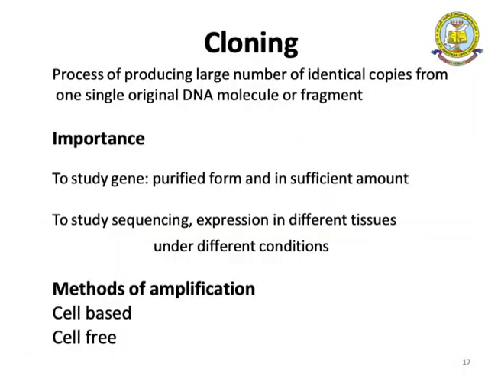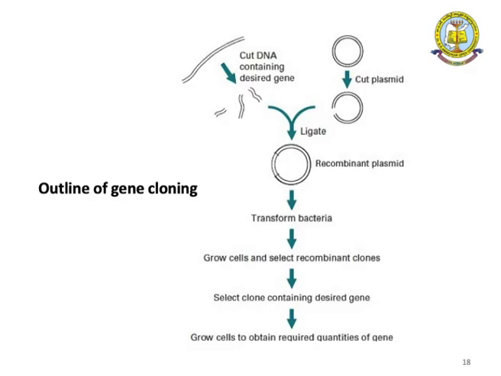Here the cloning methods are amplification by a cell based method, one, and a cell free method, two. See, this is the total outline of gene cloning. First you can observe the picture. The first one is the DNA fragment. You can take the best example of E. coli bacteria. Take E. coli bacteria DNA and cut it with the desired enzyme. What is the enzyme? Restriction endonuclease enzyme, first to cut the sequence of the DNA.